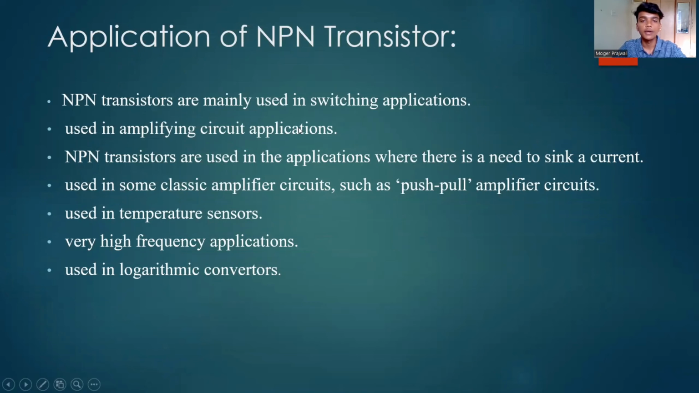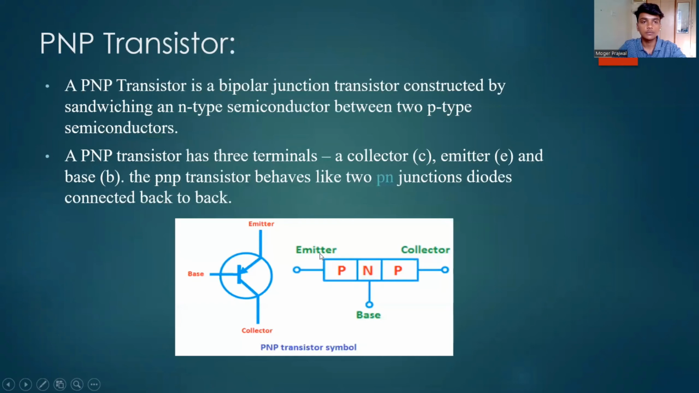Applications of NPN transistor. NPN transistors are mainly used in switching applications, used in amplifying circuit applications. NPN transistors are used in applications where there is a need to sink a current, used in some classic amplifier circuits such as push-pull amplifier circuits, used in temperature sensors, very high frequency applications, used in logarithm conversion.